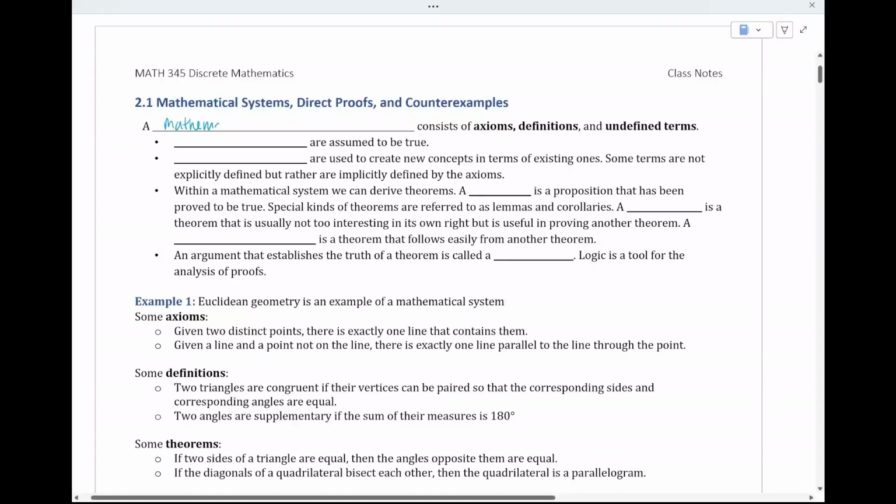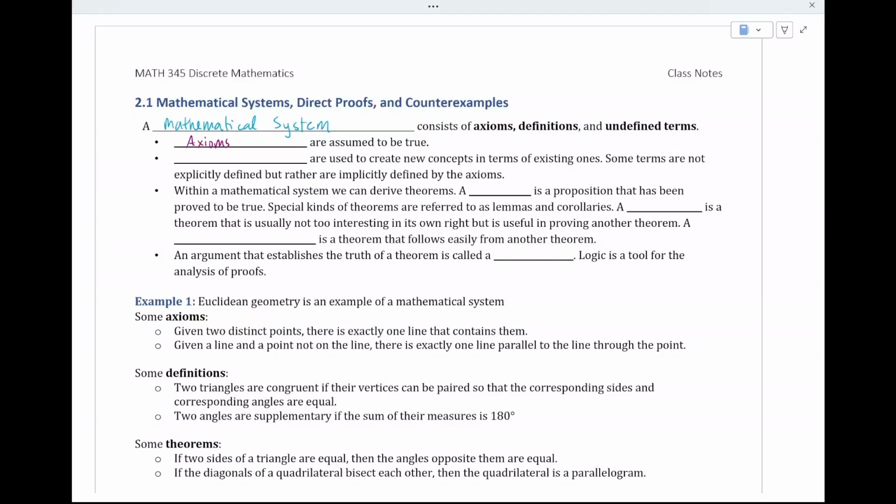A mathematical system consists of axioms, definitions, and undefined terms. Let's talk about an axiom. Axioms are things that are assumed to be true. They are a foundational starting point in our system. They are the things that make the system make sense. Without them, there would be no system. You have to assume a certain amount of things to be true. You have to have some kind of foundation. Those foundational truths are axioms.